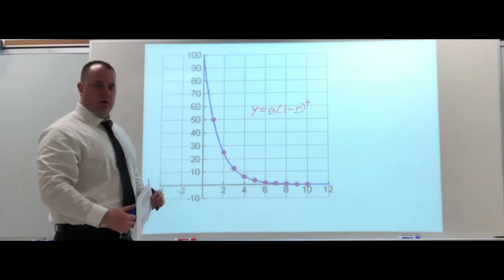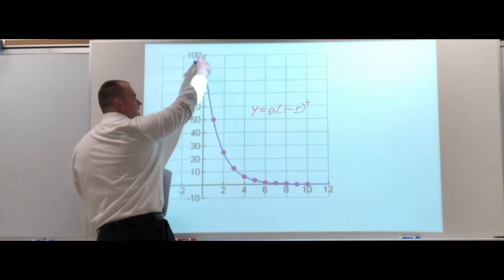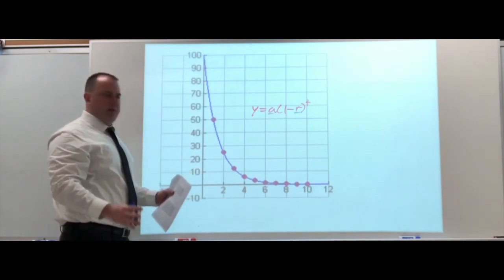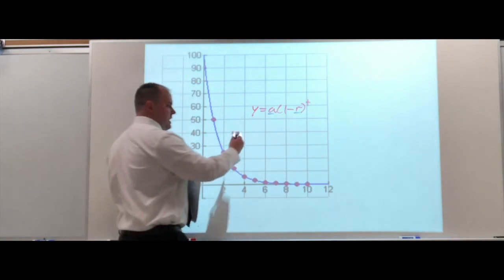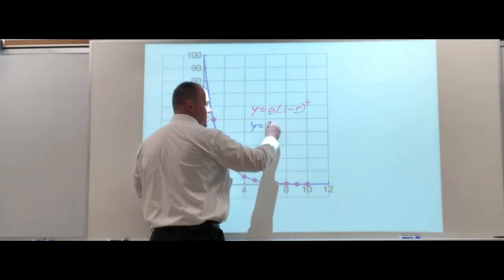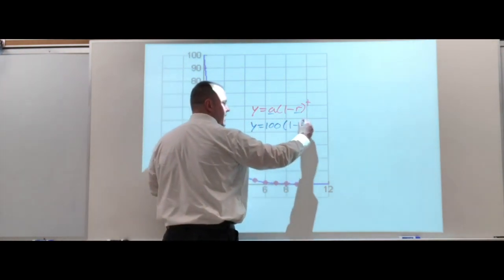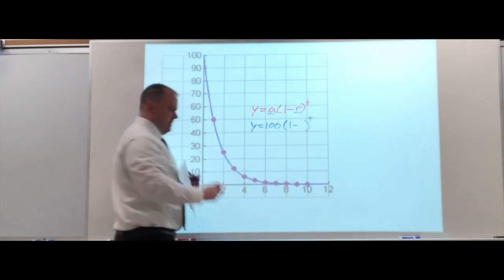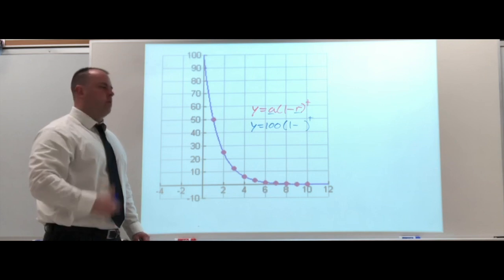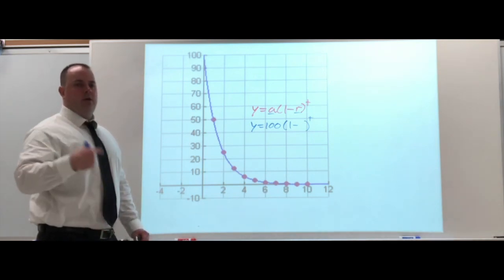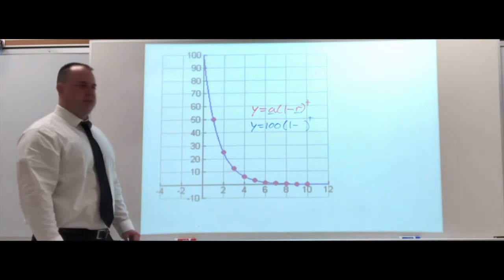That's our starting point. Up here, I know you're estimating, it might not be the best graph all the time, but that looks like it's starting at 100. So y equals 100, 1 minus something to the t power. Now this is the model. We want that t to be a variable because we're not going to be able to determine the value at t equals this, t equals this.